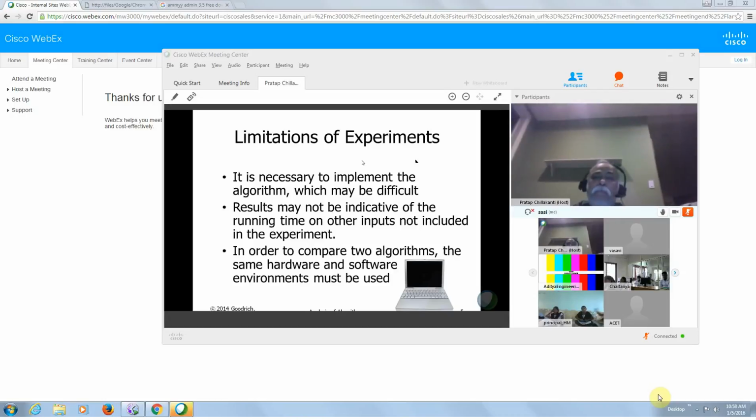Good. Okay. So it is necessary. What happens when you do the experiment, right? Number one, you need to know how to implement the algorithm in a program, right? Now, if you are not a good programmer, it's kind of tough. Actually, it's an interesting thing here, talking about a programmer.